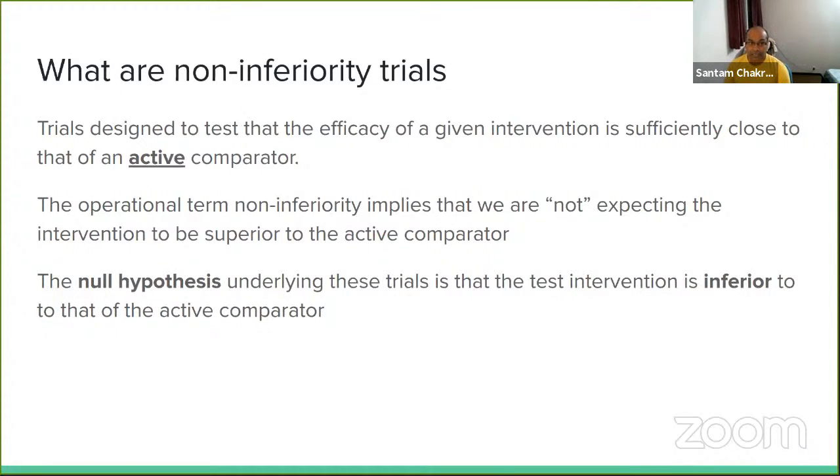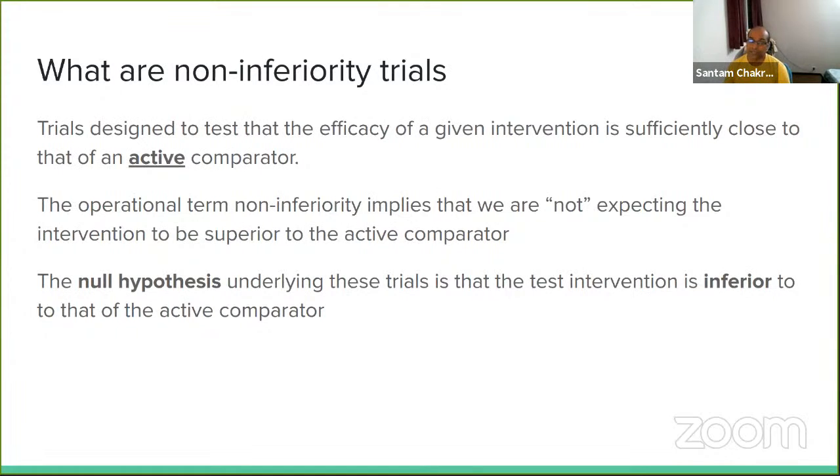Now, the operational term non-inferiority implies that we are not expecting the intervention to be superior to the active comparator. And this is an important point to understand. The expectation of the investigator when you are doing a non-inferiority trial is that your intervention is not going to be superior to the active comparator, which means you will only do these trials when there are specific considerations at hand.